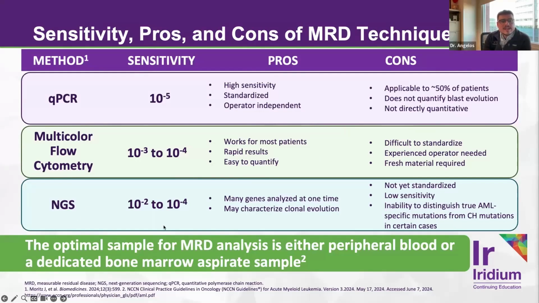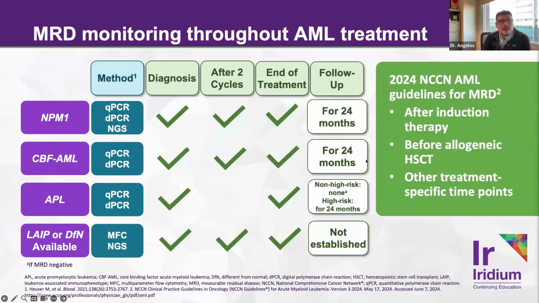NGS testing, on the other hand, while it can pick up a lot of these AML driving mutations, does have a variable level of sensitivity, and it can be relatively nonspecific with depth of detection only as little as 10 to the minus 2. So because of this, and because it's not been standardized, it has not been routinely accepted as a good test in order to discern whether or not there is MRD present or not.